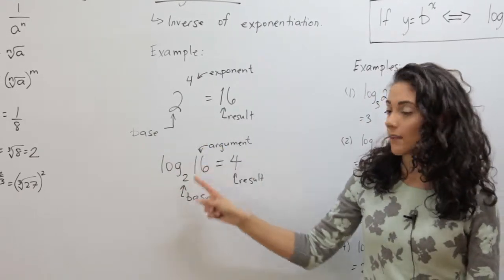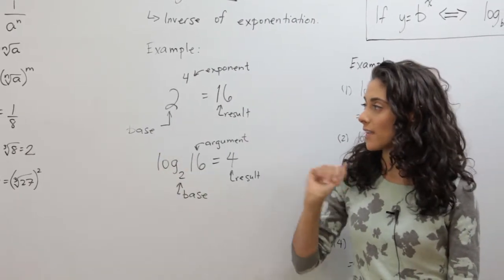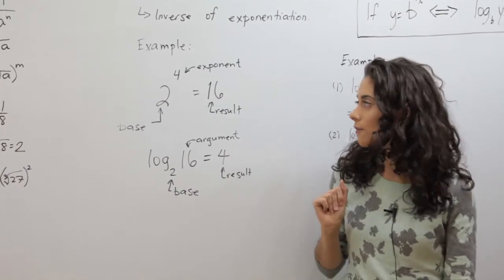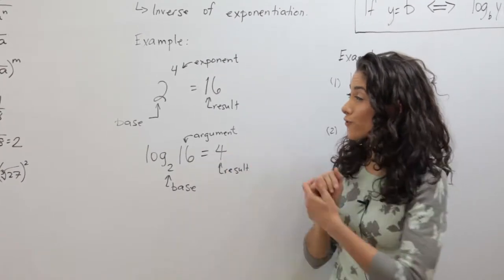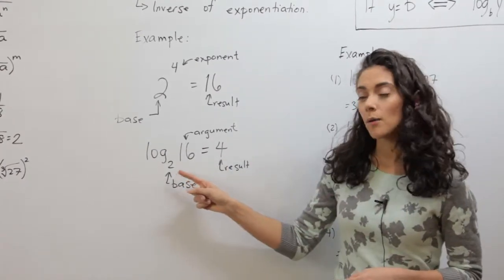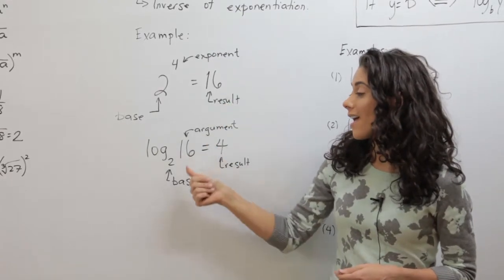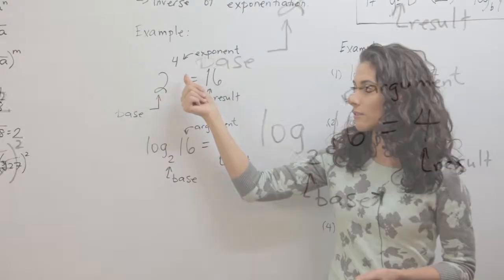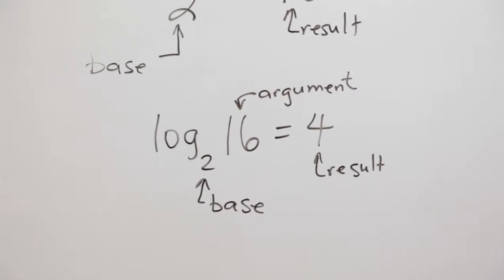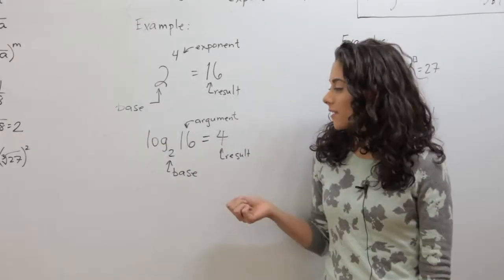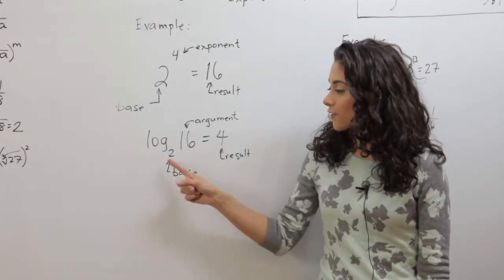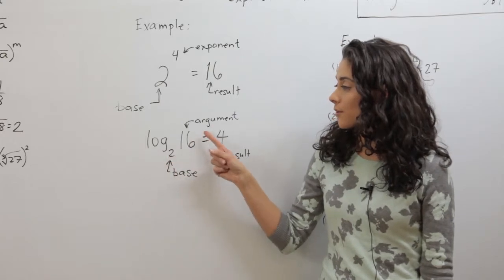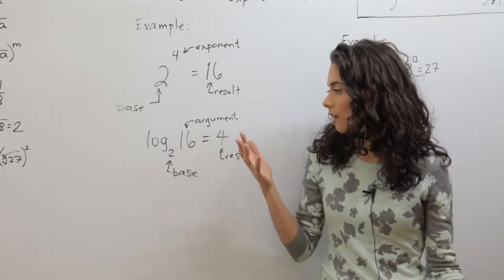Notice that the base has remained the same. The base when I take the exponent is the base when I take the logarithm. But now these have sort of swapped. I'm taking log base 2 of 16, and the result is the exponent. So all a logarithm is doing is finding out the exponent that takes you from this base to this number, which we call the argument of the logarithm.